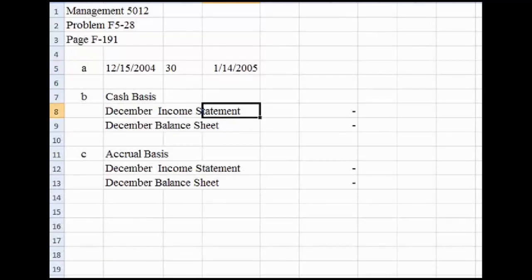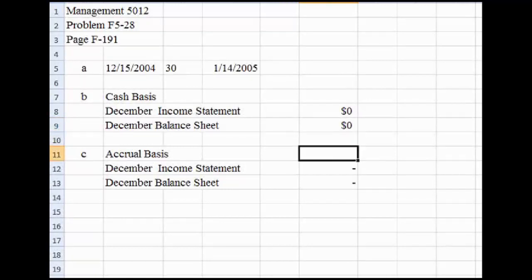Requirement B says to calculate how much of the $100,000 of merchandise appears in the cost of goods sold on the December 2004 income statement, and how much appears on the balance sheet in merchandise inventory on December 31st, using the cash basis of accounting. This is pretty simple, since neither the payment for the merchandise nor the income from the sale are in the month of December. As a result, the December income statement shows $0 for this purchase, and the December balance sheet shows $0 for this purchase.